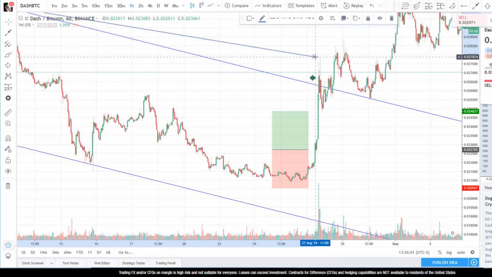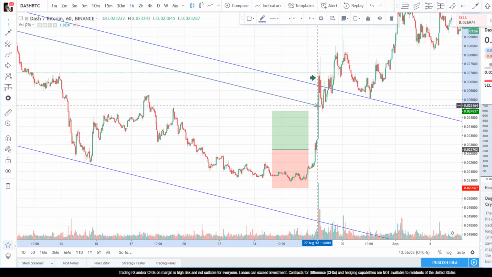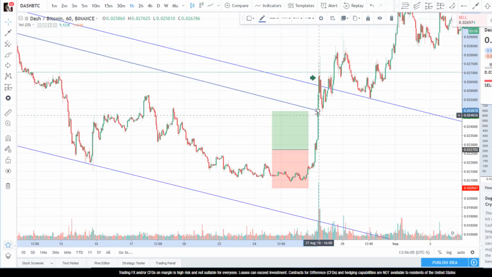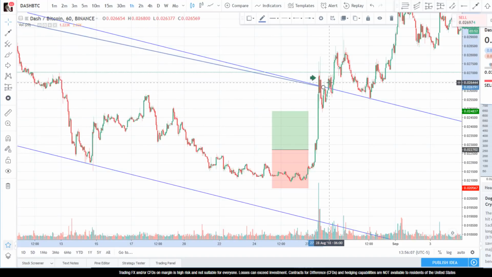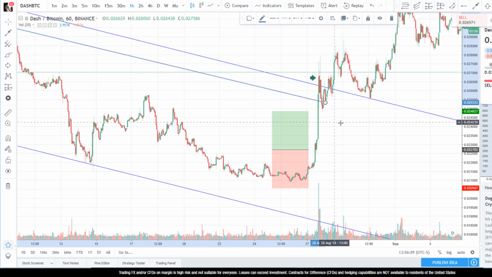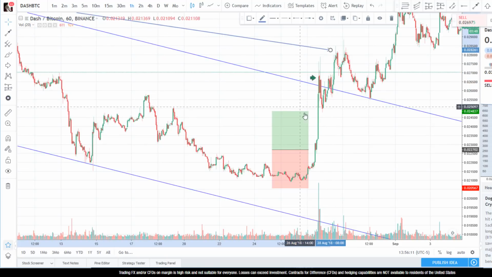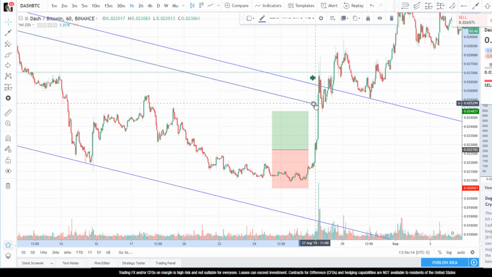Why did it stop here? Why did it stop here? You should always be asking why it stops. I'm not saying you're going to get the answer, but you should be asking that. You're looking for clues for why it stopped here.